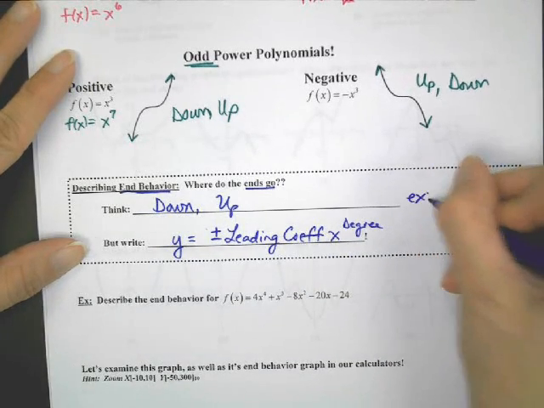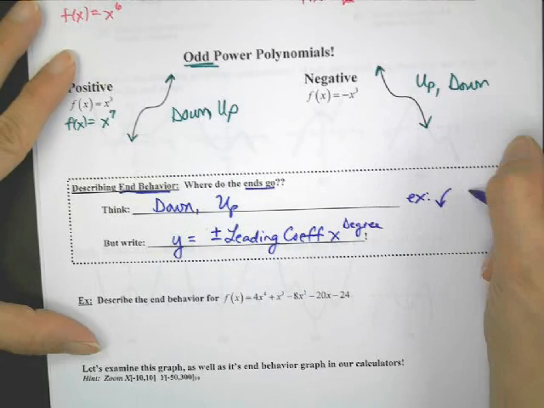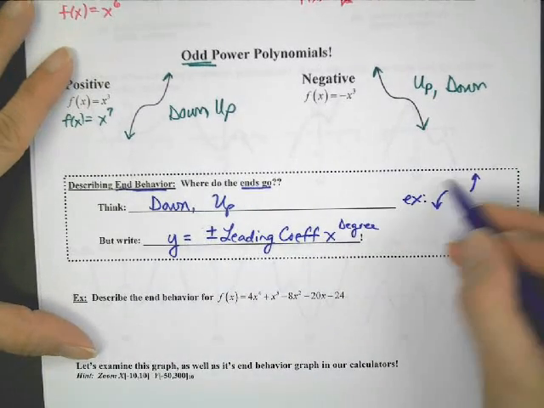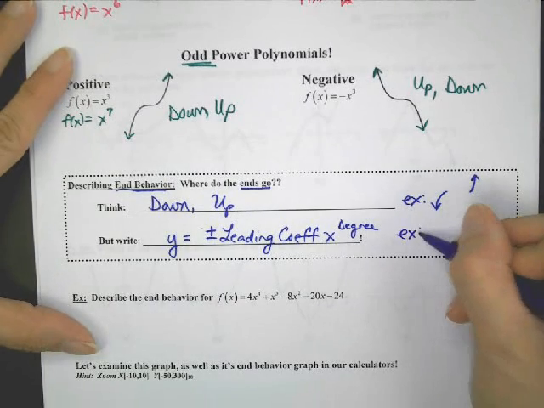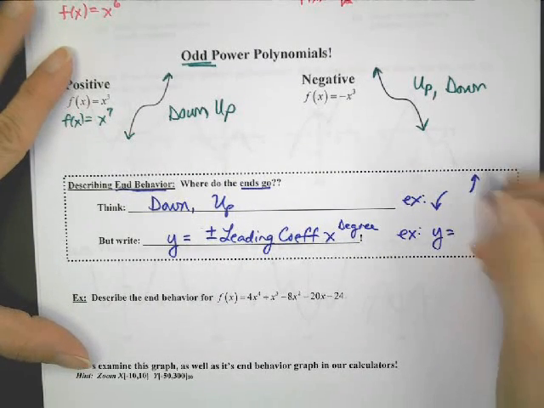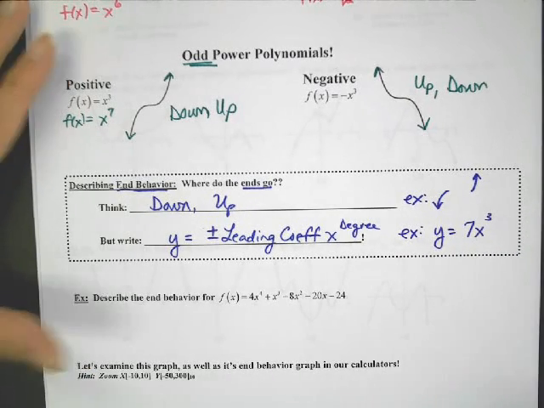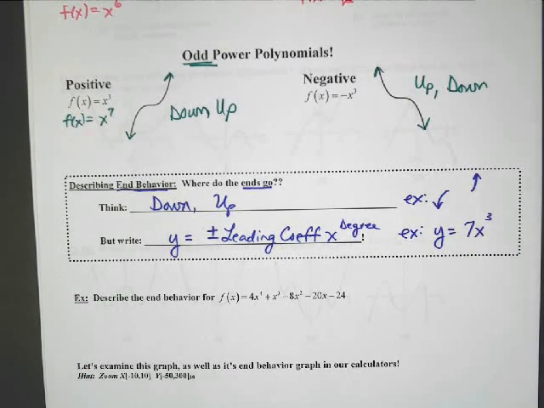Okay, for example, what if it goes down and then up? There might be some fancy stuff in the middle here, but what are we going to write? For example, you would write y equals 7x cubed. So the rest of the polynomial you don't write.